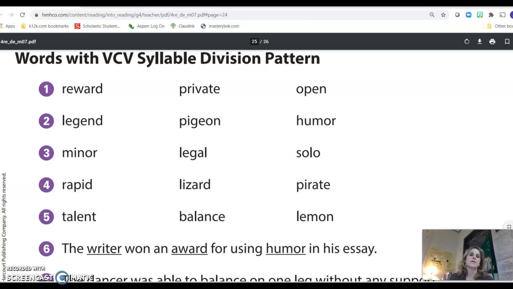All right, let's look at the next row. Listen to the words and make your decision. If you want to write these on a piece of paper, you could do that as well, or just do it while watching. Rapid, lizard, pirate.